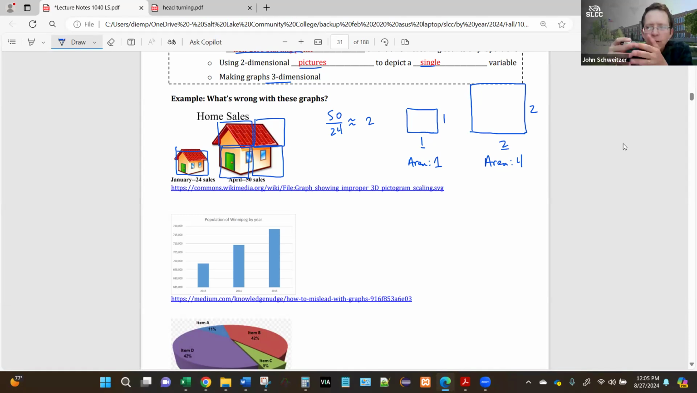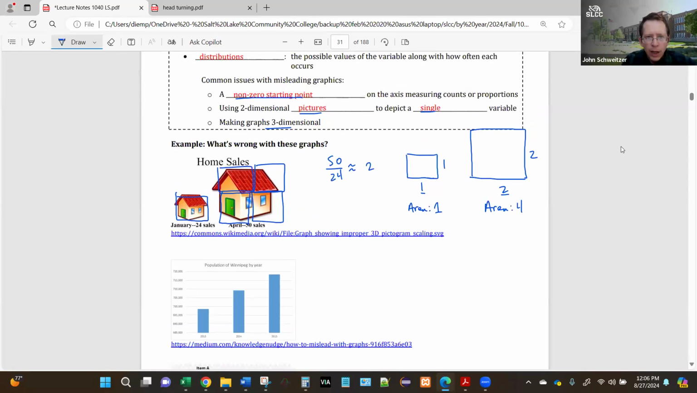It can create an impression among the readers that the housing sales have really, really exploded. I mean, they did double, but they didn't quadruple, right? Does that make sense? So it's because of the two-dimensional nature here. That's a big problem, and that's something that we want to avoid. So professional statisticians, data analysts, and data scientists try to avoid as much as possible using two-dimensional pictures for single variable data.